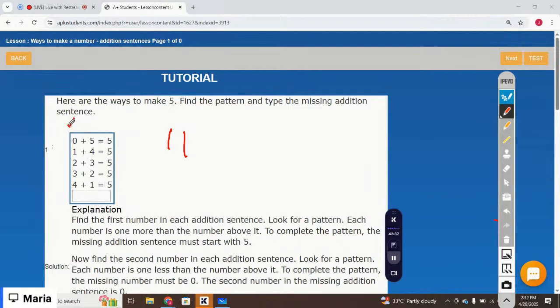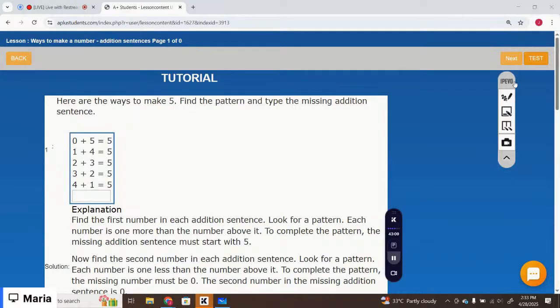Just look at the first number. 0, 1, 2, 3, 4. The numbers are increasing by 1. So the next number after 4 is 5. Now the second number is 5, 4, 3, 2, 1. They are decreasing by 1. So the last one is after 1, that is 0. 5 plus 0 is 5. That is 5 plus 0 equals 5.